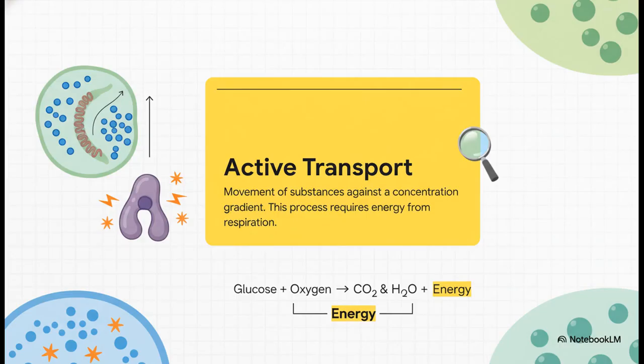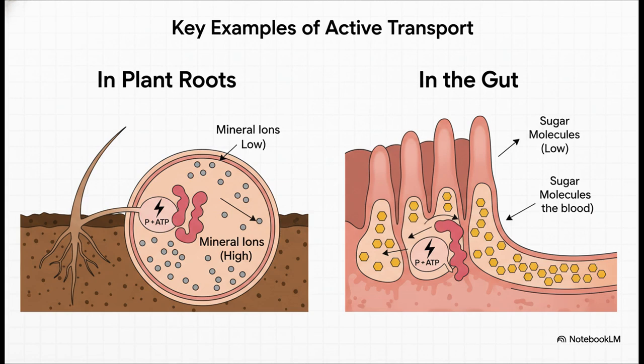This definition tells you the two most important things you need to know. First, the movement is against a concentration gradient. It goes from low to high. And second, this is crucial, it requires energy. So where does that energy come from? It comes from respiration. No respiration, no active transport. Simple as that.